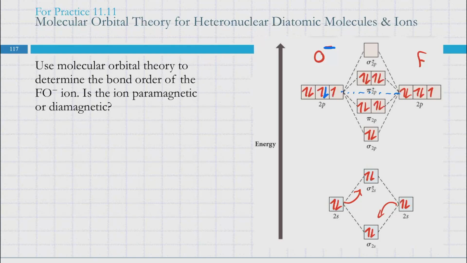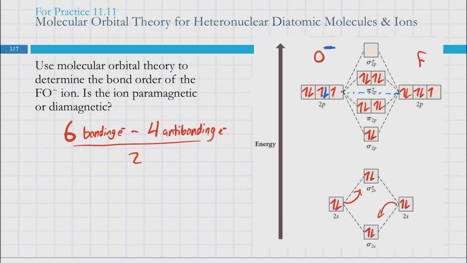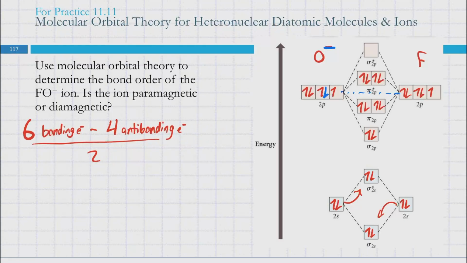The writing it out way of doing it, we've got 6 bonding electrons minus 4 antibonding electrons. Divide that by 2. And you get a bond order of 1. Again, I'm omitting the sigma 2s and sigma star 2s because they cancel out.